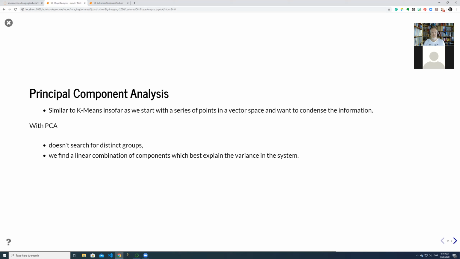We have until now, with k-means, been able to start with vectors, trying to identify different regions on objects in an image. But principal component analysis is not going on distinct objects, but more on statistical similarities in data. And we are working with a linear combination of different components, and these components are actually the eigenvectors of the covariance matrix.